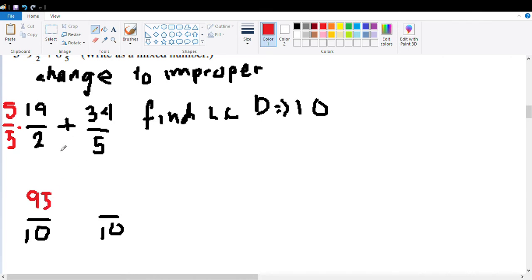Now we have our new fraction. Operations just remain the same. Addition, addition. Now let's move on to the next fraction, 34 over 5.